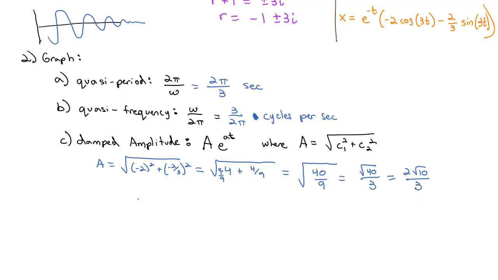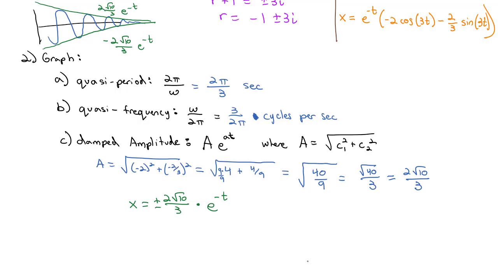So our damped amplitude, then, would be the equation x equals 2 root 10 over 3 times e to the a, which is negative t. And it's going to be plus or minus that. And how that works out on the graph is it's almost like the squeeze theorem from calculus. This graph is going to be squeezed in between two curves. One of them is 2 root 10 over 3 e to the negative t, and the other one is negative 2 root 10 over 3 e to the negative t.